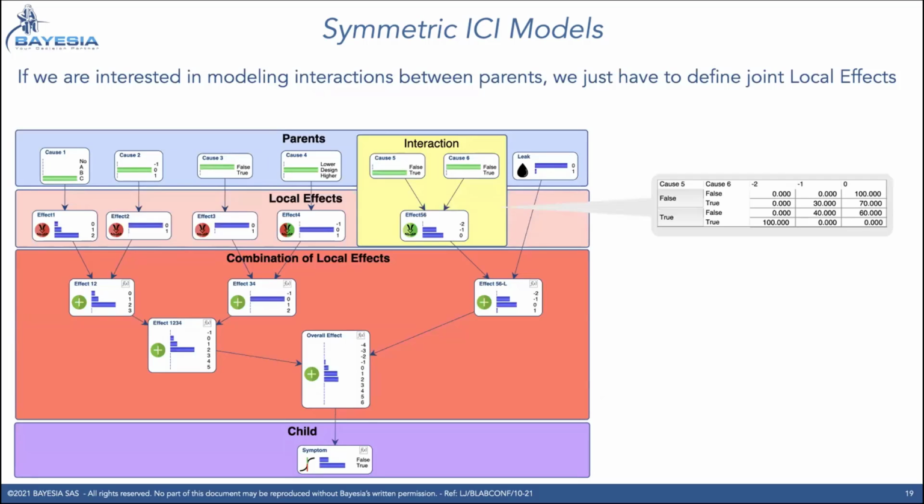So if you are interested in modeling interaction between parents, because in the other example each parent has really an independent impact on the target, you can here define joint local effects, right? So in this example, I have the equivalent of an interaction term here. So I'm using cause 1 and 5 and 6, sorry, to create a local effect that merges these two causes, right? So here I'm going to have the interaction between these two causes plus the other one, all right?